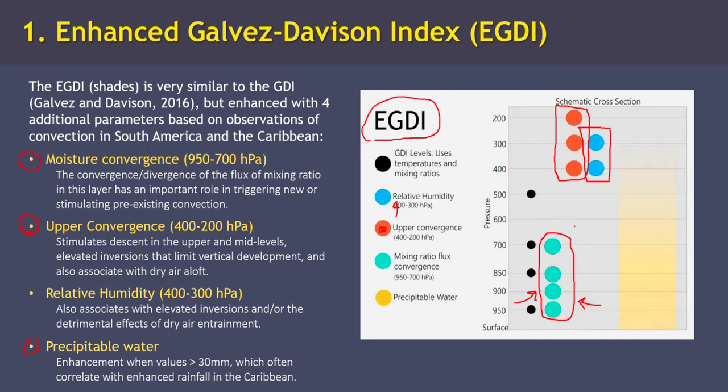And the precipitable water enhancement was mostly because we realized that some regions are very sensitive to the amount of precipitable water itself, which makes a lot of sense. One of them is the Caribbean. And whenever we get PW values over 30 millimeters and more, usually that correlates with enhanced rainfall. So just by considering these additional four factors, we came out with a new quantity that has been working well for us.